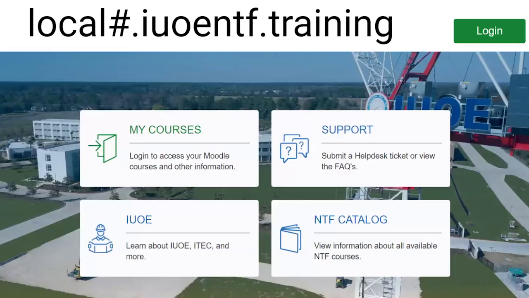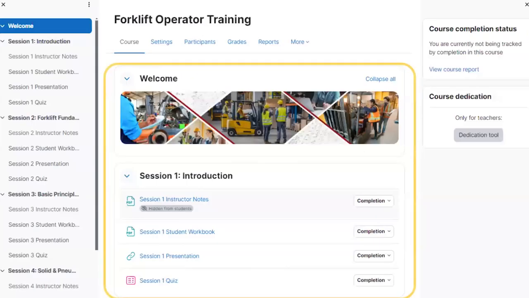Okay, as a quick recap on how to access your Moodle site, while there is some variation in web addresses, it generally falls under the same pattern, local number.iuentf.training. If you do not know how to access your Moodle site, let us know in the chat and we'll send you a follow-up email with a link to the site and your username. We can also reset your password if needed.